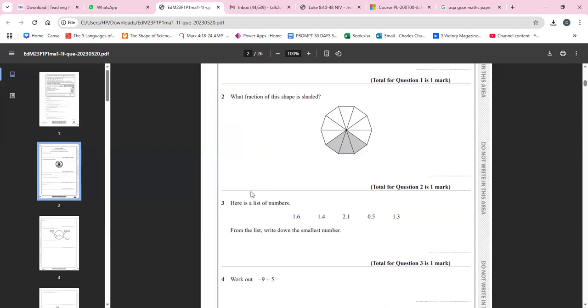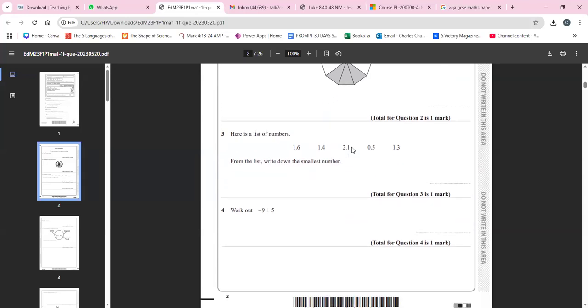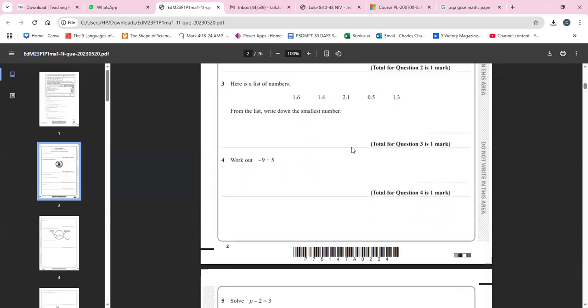The next one says, what fraction of this shape is shaded? You can quickly count. Let's count the first half: 1, 2, 3, 4, 5. So I can assume that there are 10 because I've counted 5 already and it looks like they are equally balanced. And 3 are shaded. So that would be 3 over 10. All right, so you're good with that, right? Yes, sir. Okay, let's move on.